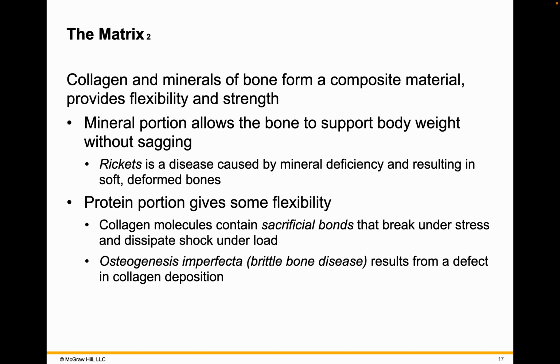Collagen and minerals of bone form a composite material providing, again, flexibility and strength. That mineral portion allows the bone to support body weight without sagging, although a disease known as rickets is caused by a mineral deficiency that leads to deformed bones. The protein gives some flexibility. Those collagen molecules contain sacrificial bonds that will break under the stress and dissipate under load. There is another disease called osteogenesis imperfecta, often referred to as brittle bone disease, that results from a defect in collagen deposition.